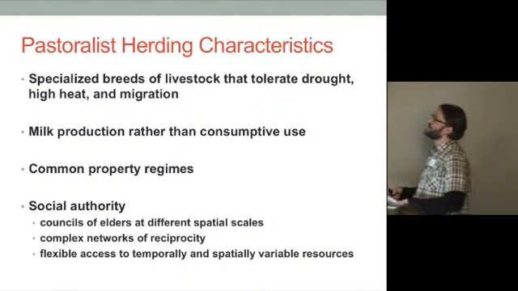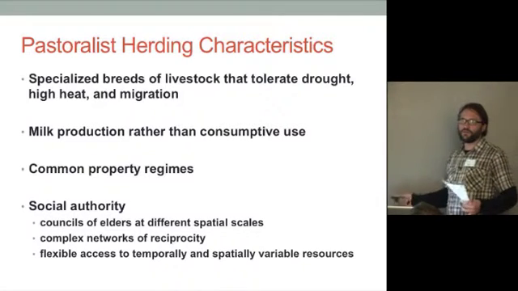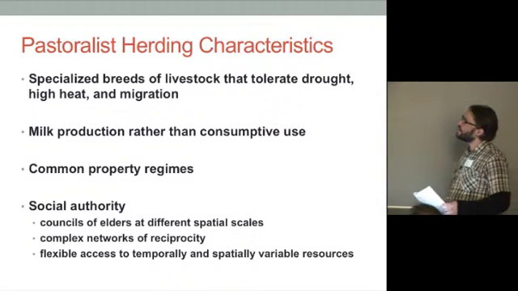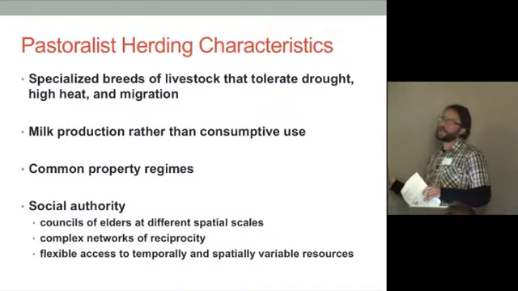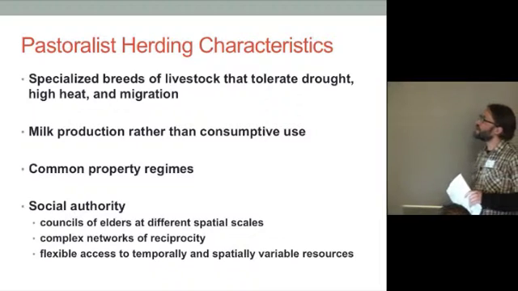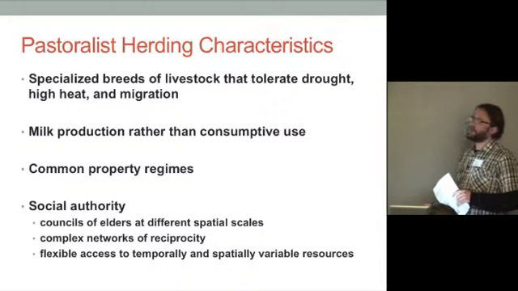So a lot of pastoralist herding characteristics are thought to be very well suited to this environment. They're specialized breeds, and just to contrast pastoralism here with commercial livestock production, they're specialized breeds of livestock that tolerate drought, high heat, and migration. They're also focused on milk production rather than consumptive use.